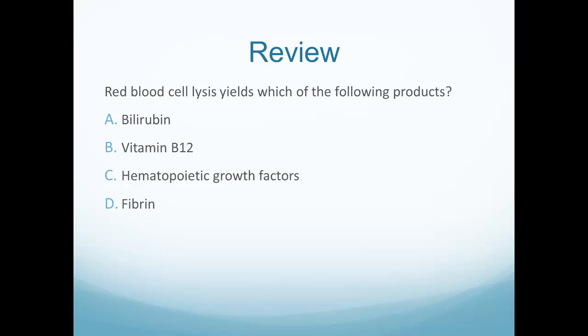Red blood cell lysis yields which of the following products? Bilirubin. So hopefully you were able to get that one okay, right? So as we lyse the red blood cells and the red blood cells are broken down, we're going to have an increase in the amount of bilirubin that is released. And normally that is going to be handled by the liver with no problem, and we're not going to have a buildup of bilirubin in the body.